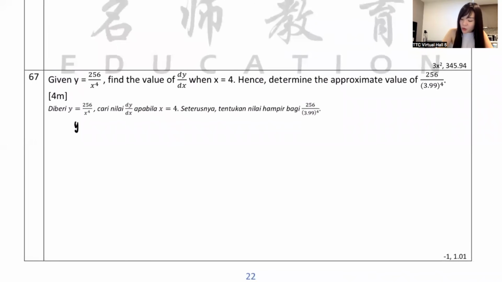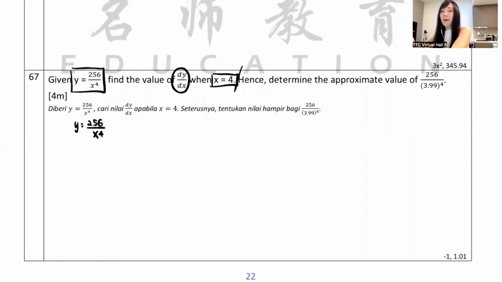Given that y equals this, they already give me the equation. At the start itself, they say find dy/dx when x is 4. We don't read the second part; we read the first part itself. So now they want me to find what? dy/dx.